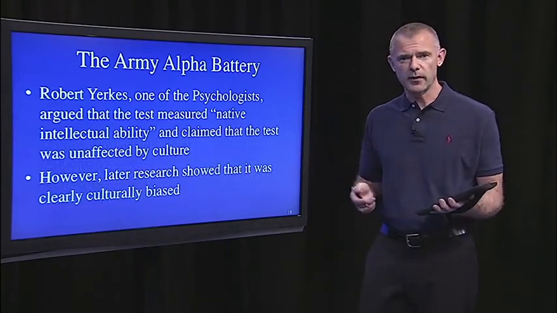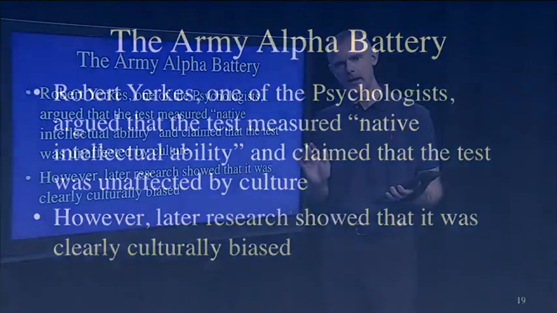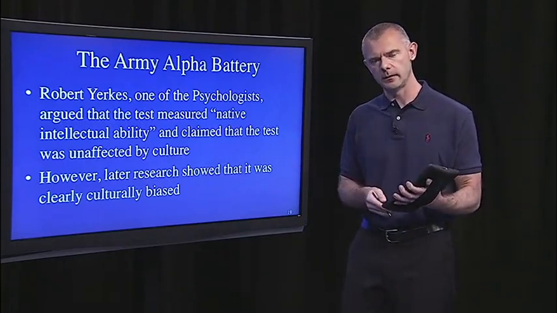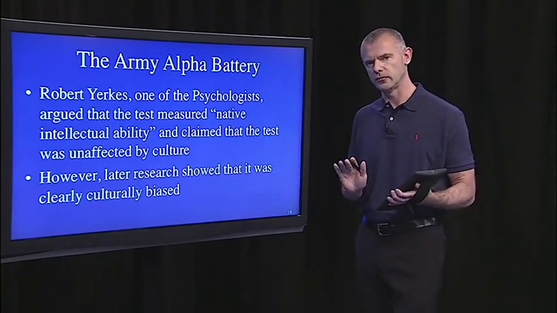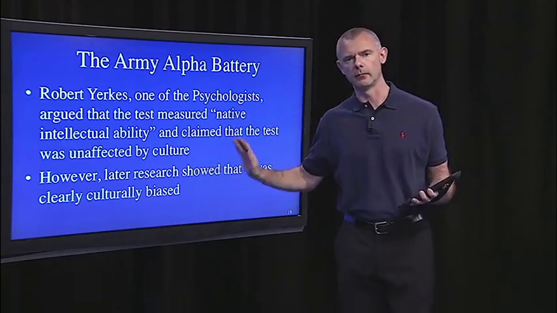Robert Yerkes, who's a professor of psychology at Harvard, was one of the psychologists involved in this and one of the leaders of this effort. And he argued that the test measured native intellectual ability, meaning that it wasn't biased by cultural background or ethnic background. That was a very controversial statement and led to a long debate in psychology and in the social sciences in general. And a lot of research since then has shown that he was flat out wrong.